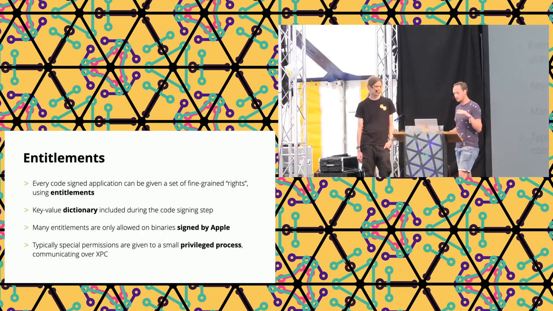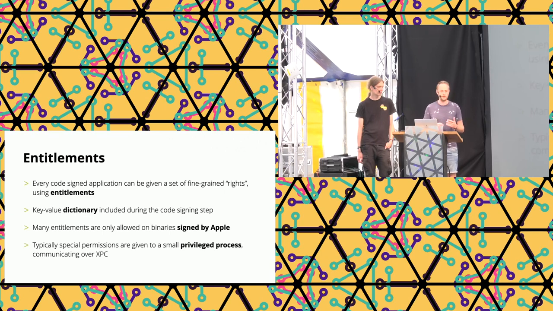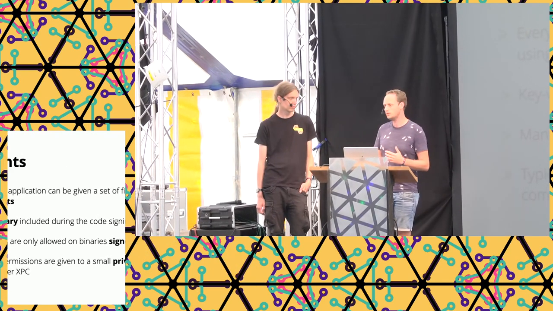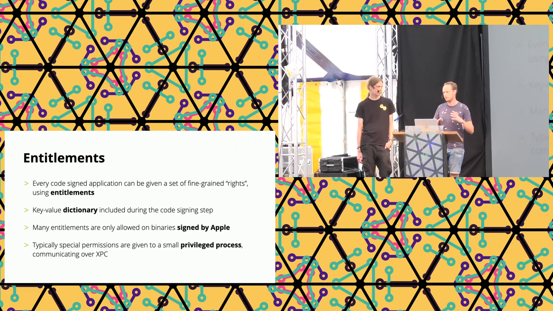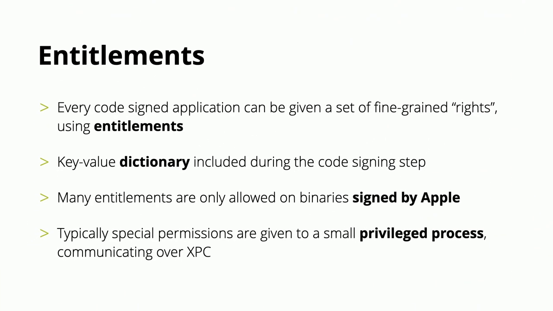Apart from code signing, some apps also have entitlements. Entitlements are very fine-grained security rights that an application can have. It's a key-value dictionary, and it's included in the code signing step. Many of the entitlements are only allowed on binaries that are signed by Apple. Typically, if you need special permission for a part of the operating system, that permission is given to a very small service and it communicates over XPC. So the larger binary doesn't actually have the entitlements to do the important stuff in the operating system. It's handled by a very small daemon to make the attack surface smaller.